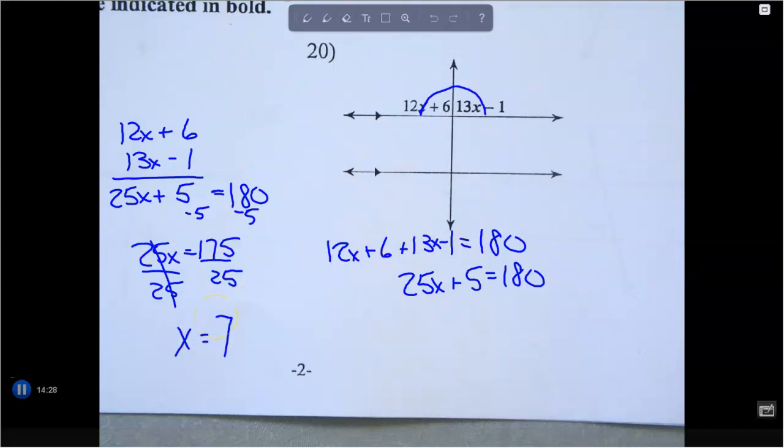7. But that's not what they're asking. First of all, how many got x equals 7? Does that make sense? Questions on how I get to x equals 7? Okay. They're asking for the measure of the angle in bold. So that one's a little bit bolder. That angle is 13 times x minus 1. But what's x? 7. So it's 13 times 7 minus 1, which comes out to 90. So if that's 90, that has to be 90, and these two actually are the same. We just weren't sure.